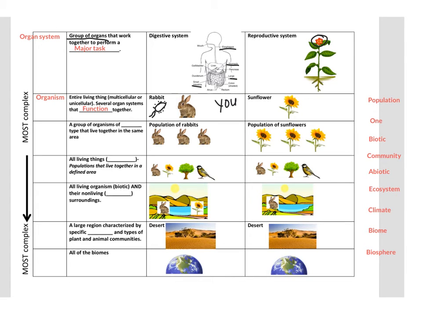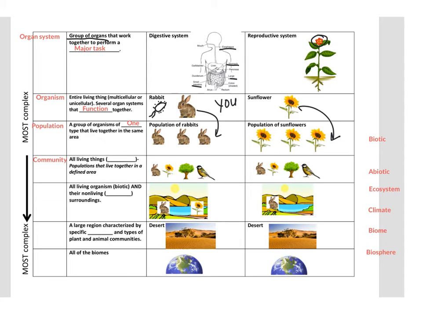And when these organisms of the same species of one type live together in the same area, they form a population. So here's a population of rabbits or a population of sunflowers. And when all the animals and plants and populations of trees and populations of certain kinds of birds and population of certain kinds of bacteria and mushrooms and protists live together in a defined area, they live together as a community.